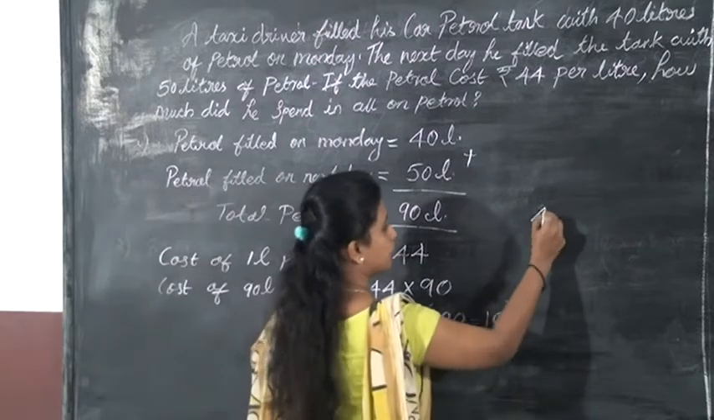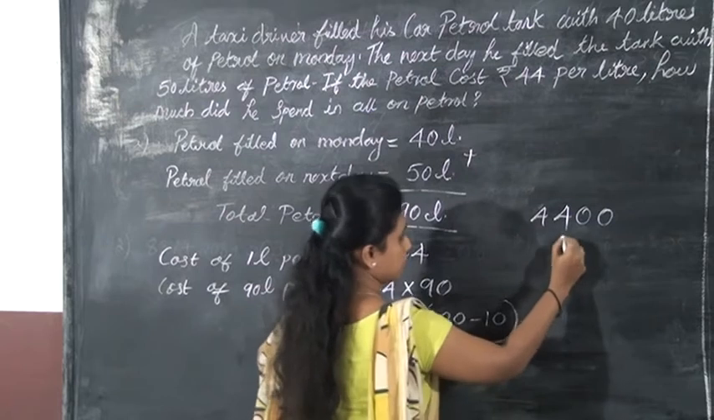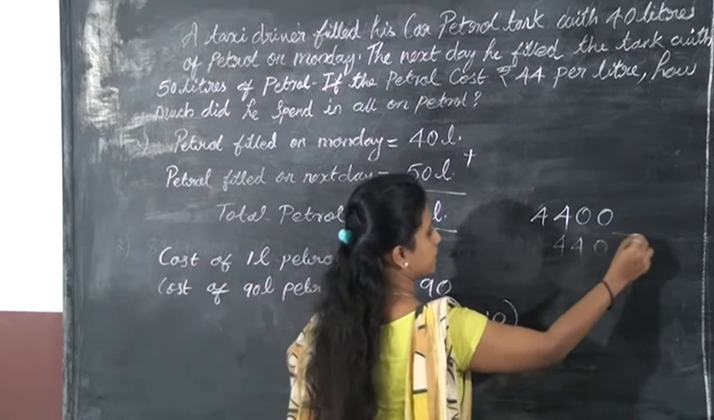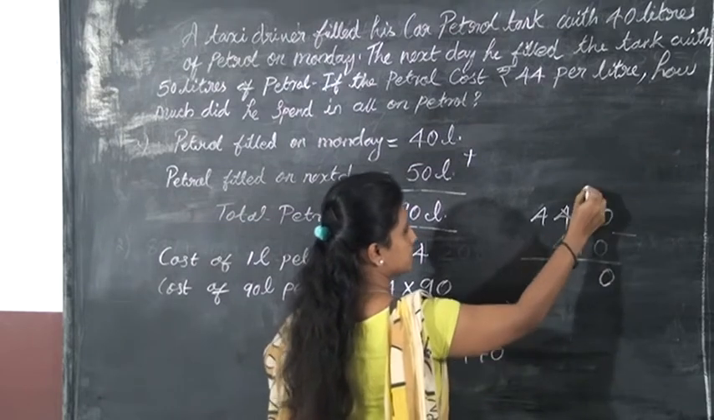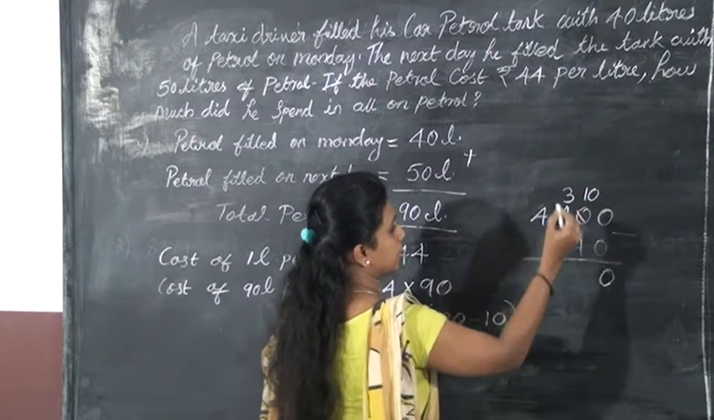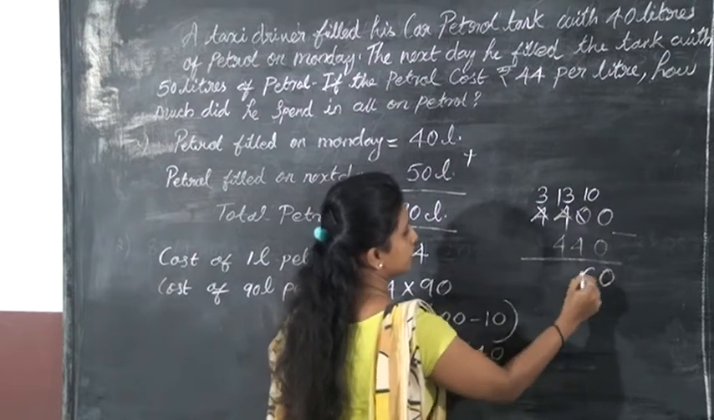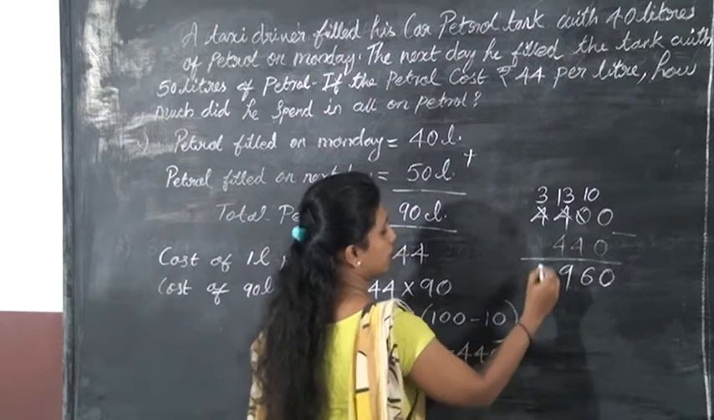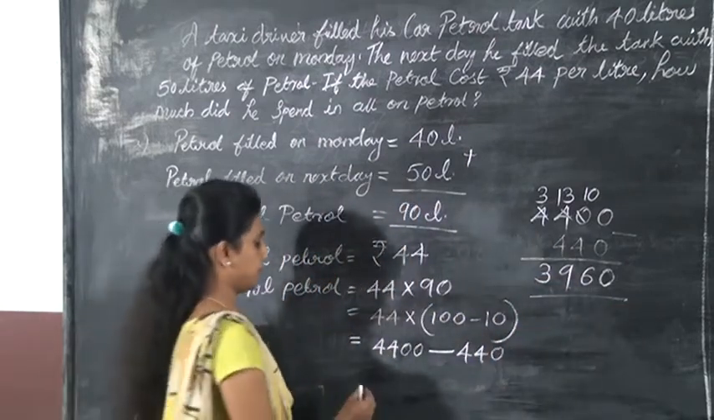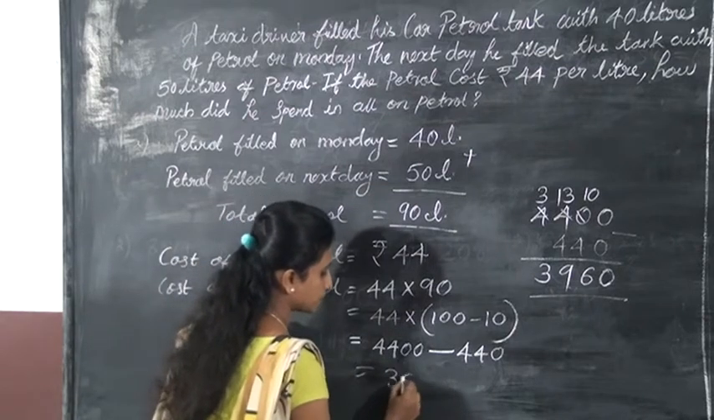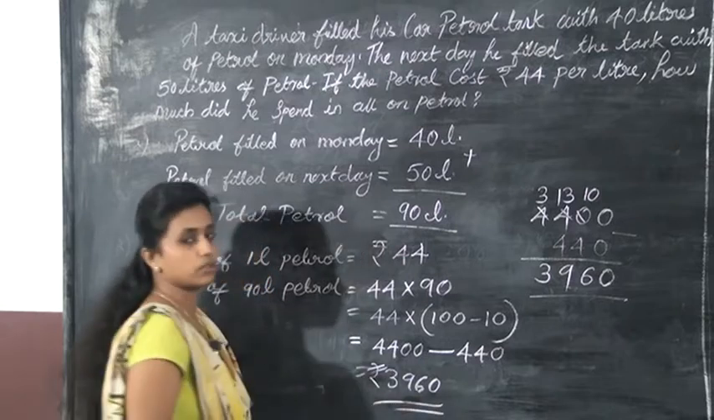Let's do it here. 4, 2 zeros, then last 440. So 0 minus 0, it is 0. Here comes 10, 3, again this comes 13 and last 3. 10 minus 4, 6, 13 minus 4, 9 and last comes 3. That is 3,960 rupees. He spent 3,960 rupees for 90 liter of petrol.